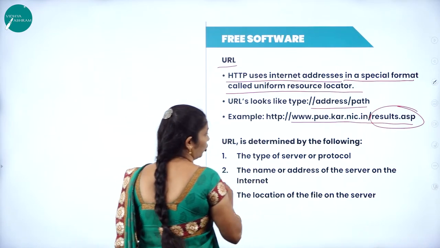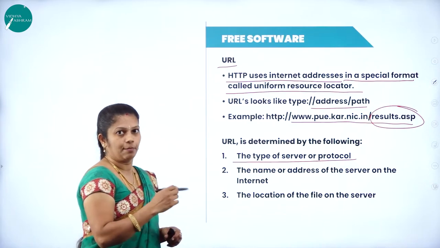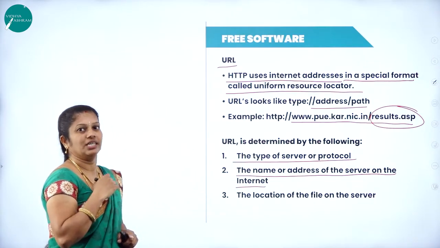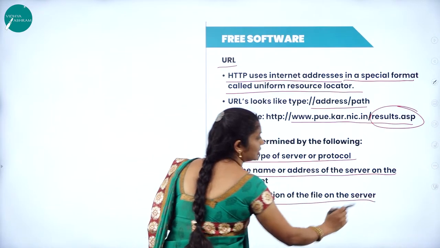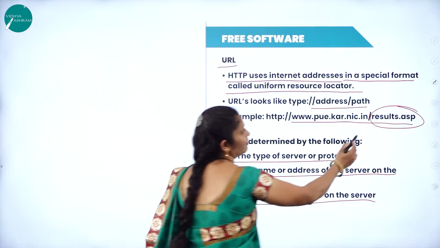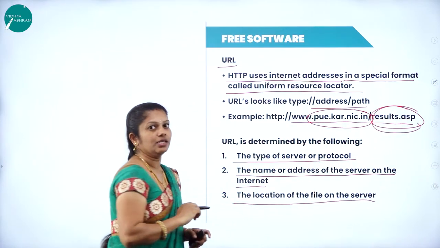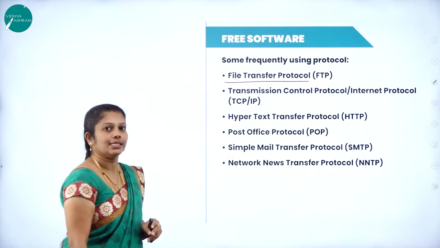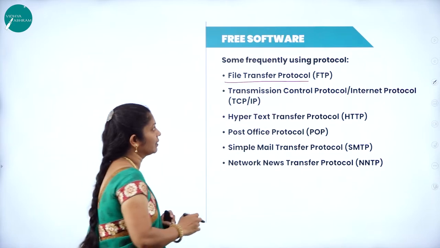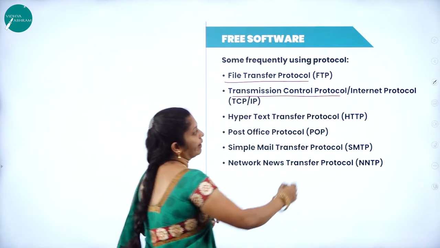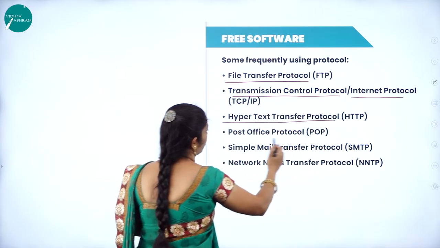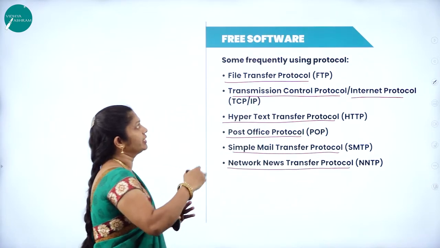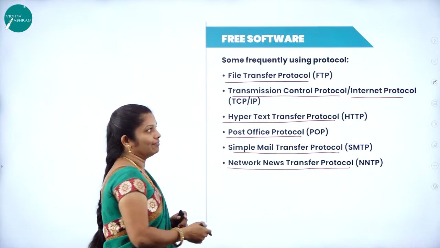Next, a URL is determined by the following: the type of server or protocol, which type of server we are using; the name or address of the server on the internet, where we have to identify which address; then the location of the file on the server, exactly where it is present. See, here we have the location, address, everything, that is URL. And some frequently used protocols are file transfer protocol, which helps to transfer files. Then transmission control protocol or internet protocol. Next, hypertext transfer protocol, post office protocol, simple mail transfer protocol, network news transfer protocol. Like this, there are types of protocols we are using nowadays to identify the address and everything.